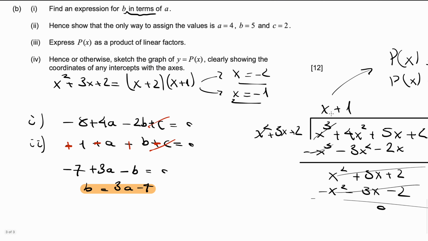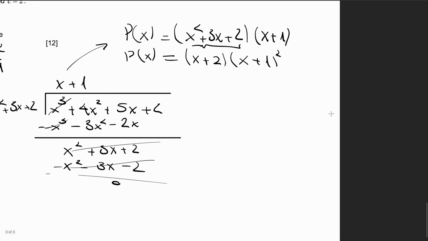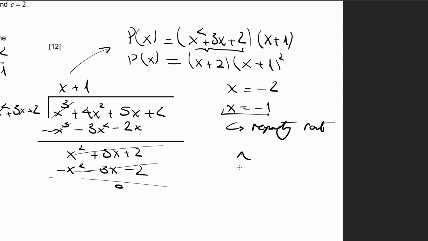Then in part 4, we're asked to sketch a graph of y equal to p of x. So we know that x equal to -2 is an x-intercept, and we know that x equal to -1 is another x-intercept. This is a repeated root, so you have to keep that in mind. And our y-intercept, if you solve it, I just did it mentally, is y equal to 2. So keep that in mind as well.